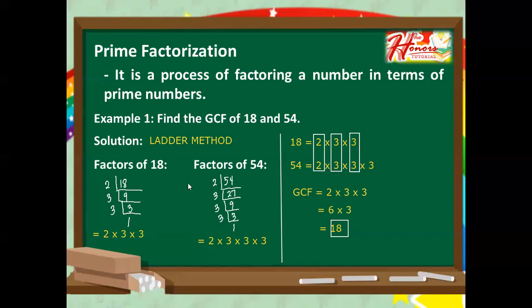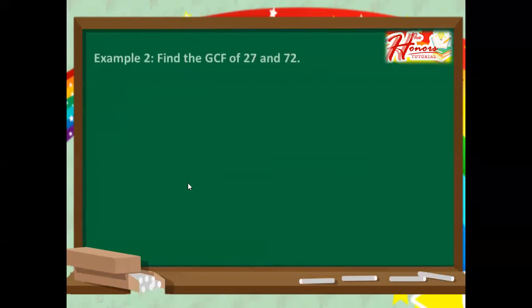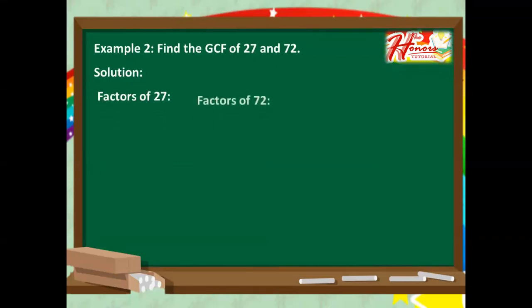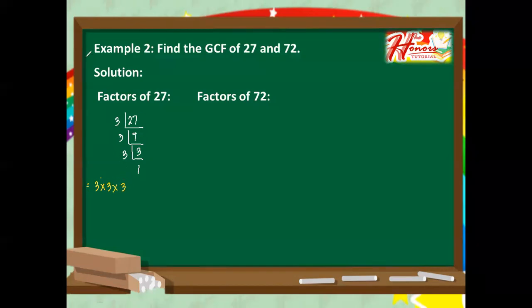Let us have another example. We have here 27 and 72. Same process. Let's use the ladder method. So we have here 27. Think of a prime number that can divide 27, and that's 3. 27 divided by 3, that's 9. Think of a prime number that can divide 9, and that's 3 again. 9 divided by 3 is 3. And then for 3, we can use 3. So 1. So for 27, we have here 3 times 3 times 3.